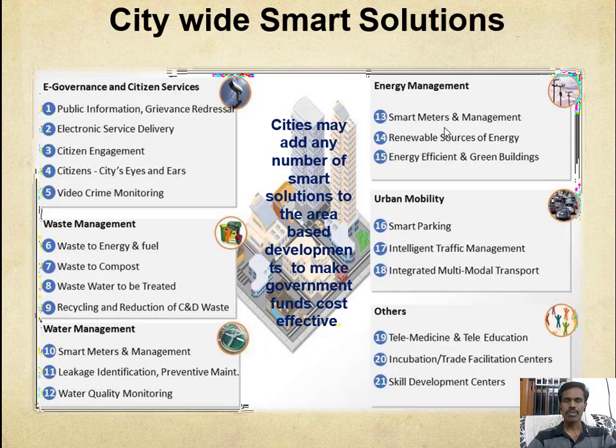we should not waste power unnecessarily. Then urban mobility. Smart parking is very important because urban cities are crowded with vehicles and people. Therefore, it gives an ugly look to the city, so we have to properly park all our vehicles. That is called smart parking. Then intelligent traffic management is another important solution we have to provide in the smart city. Then maybe telemedicine and teleeducation, then skill development centers. All those things are smart solutions in the smart city.